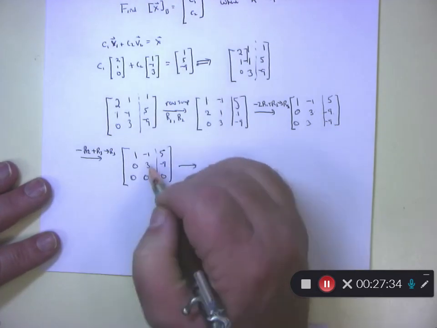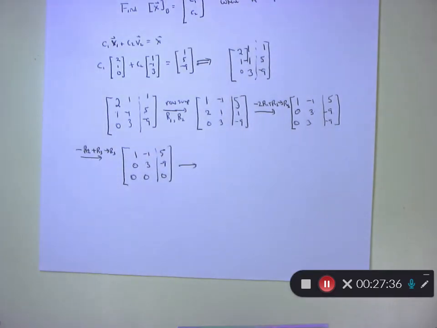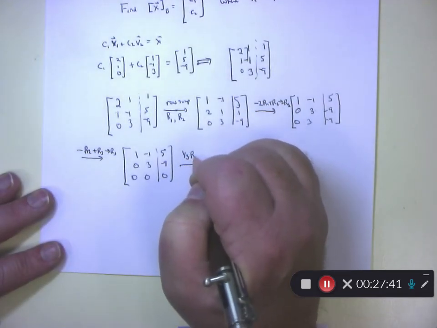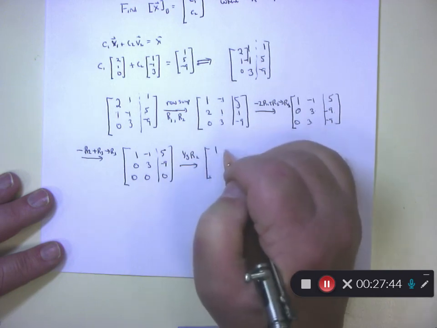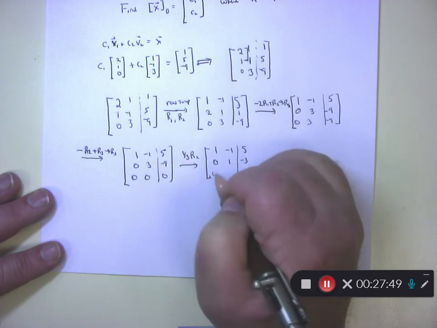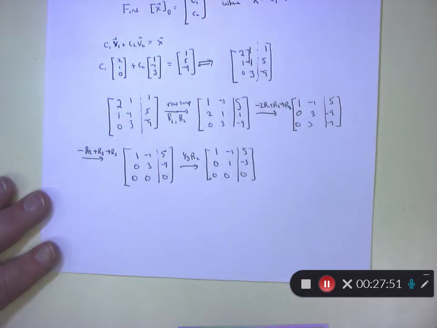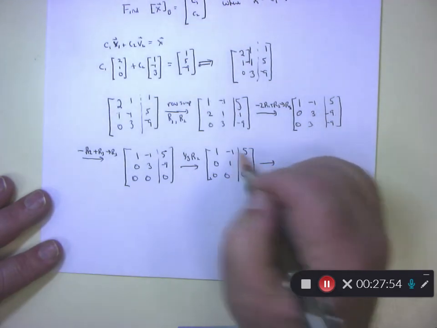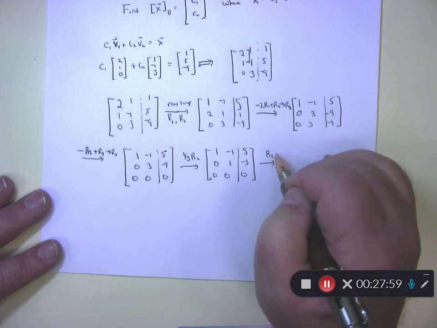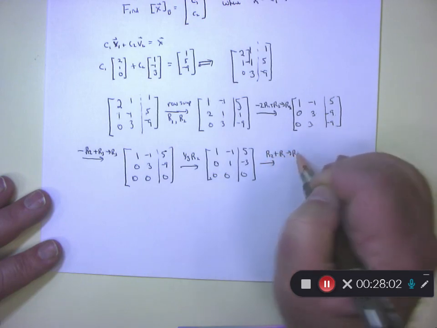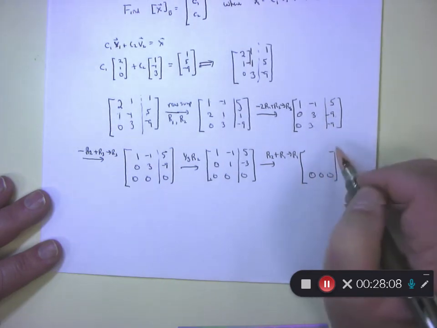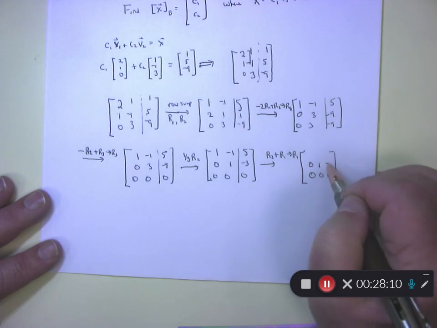Before I sweep up, because I want to avoid fractions as much as possible, I'll multiply row 2 by 1/3. So 1/3 row 2 gives 1, -1, augmented with 5, then 0, 1, -3, and 0, 0, 0. And then I got one more move to make, and that move is to sweep up. So all I got to do is add a 1 and a -1 there. So add row 2 back to row 1, replace row 1 with it. I end up getting 0, 0, 0 on the bottom, and 0, 1, -3.